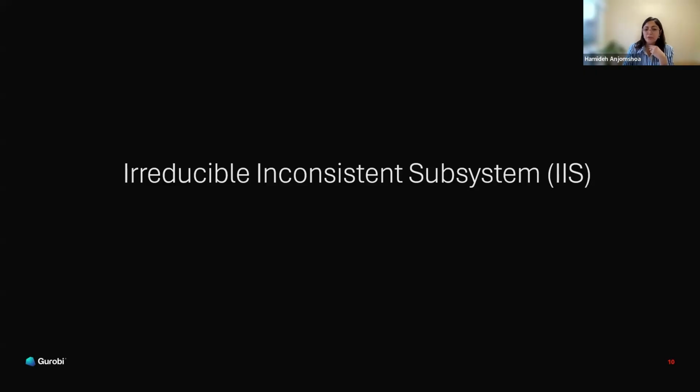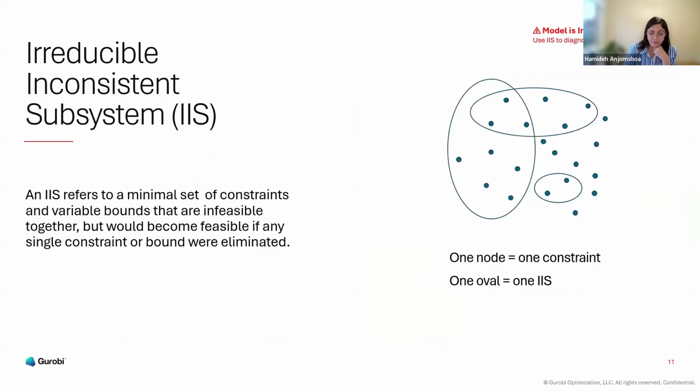First, I start with irreducible inconsistent subsystems. What is an IIS? IIS refers to a minimal set of constraints and variable bounds that are infeasible together, and as soon as you remove one of them from the set, the rest will be feasible. That's what it is. At the right side, there's a nice example in the graph.